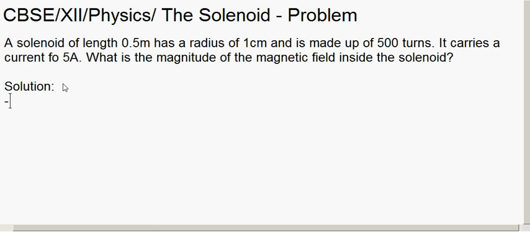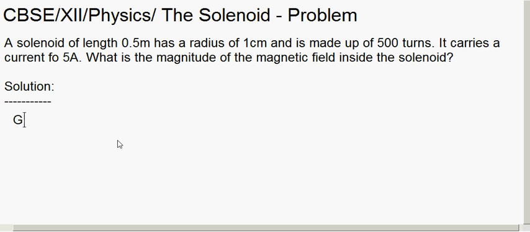Now first let us read this. Here we are given a solenoid of length 0.5 meter and a radius of 1 centimeter. The length of the solenoid is 0.5 meter whereas its radius is 1 centimeter. So I can say that the length is more when compared to its radius. So I can use here the formula which I have derived for long solenoid. And given that the number of turns is 500 turns, the current is also given. Now what is the magnitude of the magnetic field inside the solenoid?